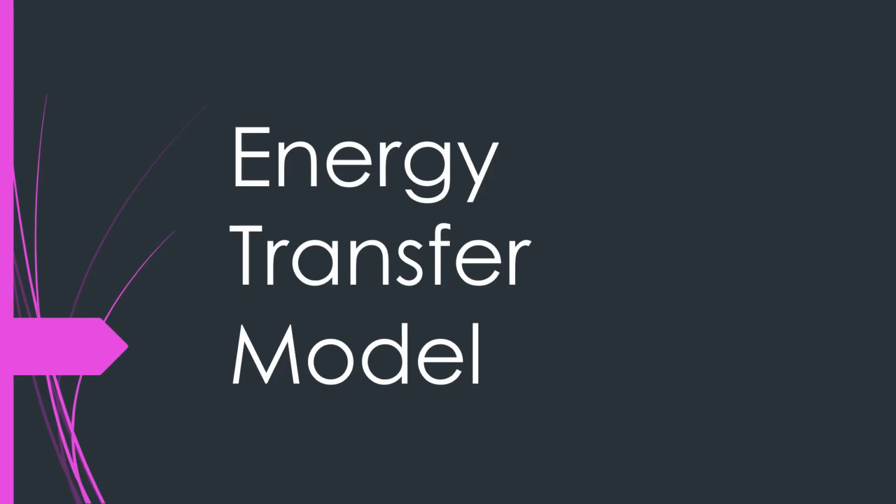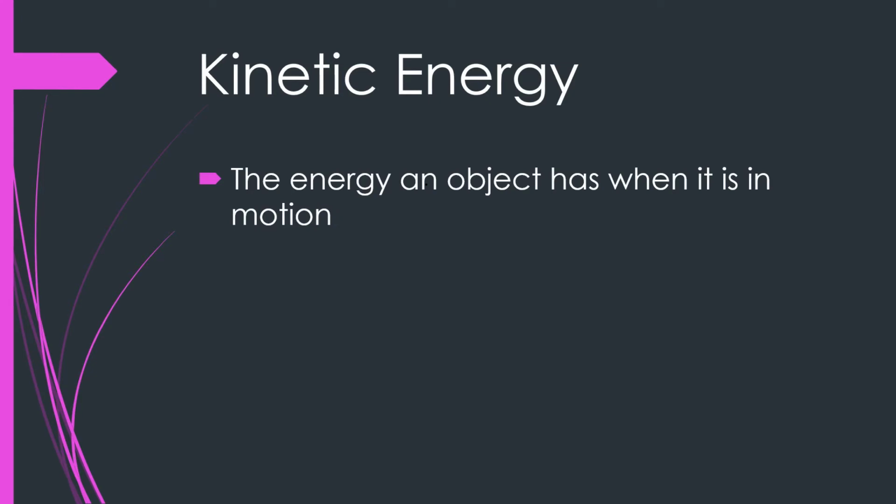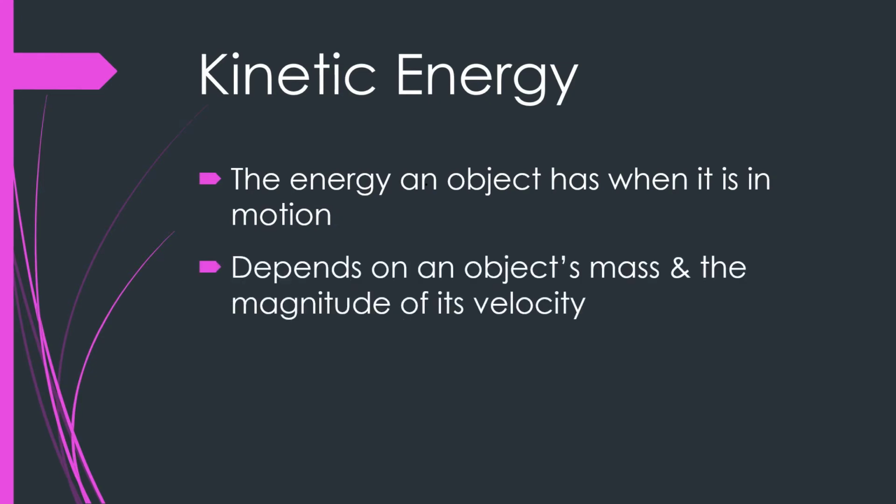So let's learn about our first type of energy that we'll study in physics. Our first type of energy is kinetic energy. Kinetic energy is the energy an object has when it's in motion. Kinetic energy depends on an object's mass and the magnitude of its velocity. Again, remember that the word kinetic means motion in physics.